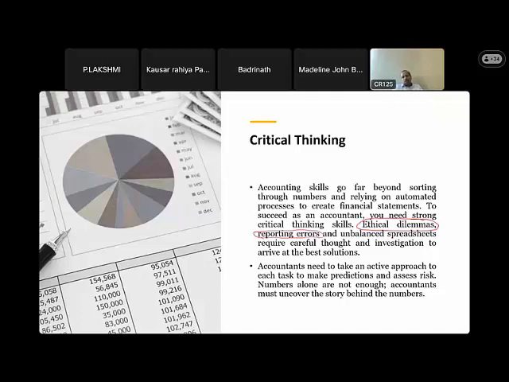Accountants need to take an active approach to each task to make predictions. Numbers alone are not enough. Accountants must uncover the story behind the numbers, right? And I'm expecting that in this entire program, all of you should be a good storyteller about the numbers. Don't just learn about the numbers, try to get beyond the numbers which are representing the profit and loss account and balance sheet. You should understand what these numbers really are.